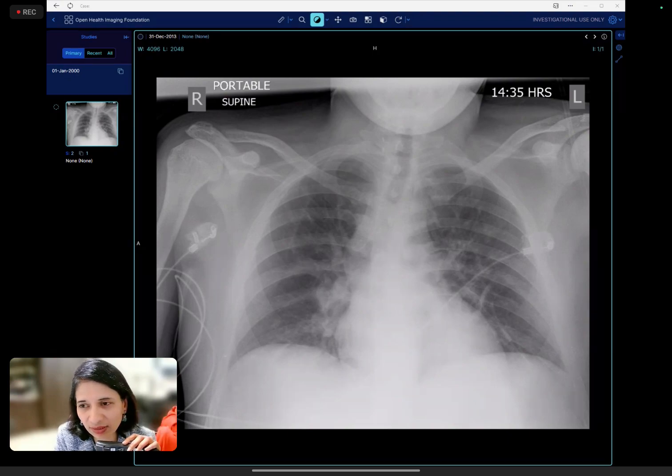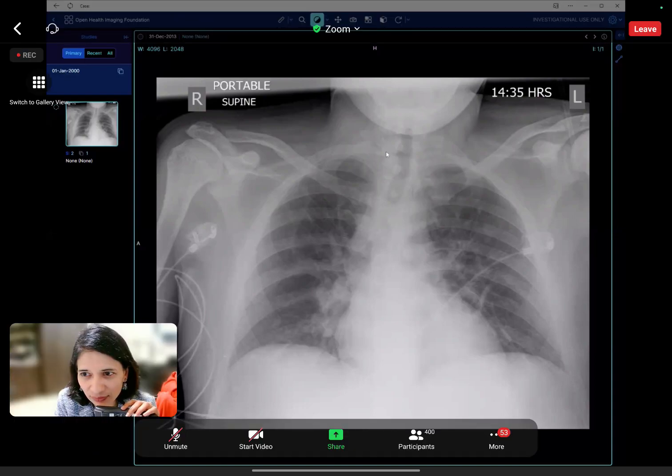And the other thing is this radiograph actually has a story to say. So what do you think these are?